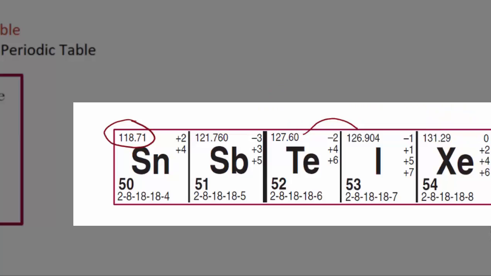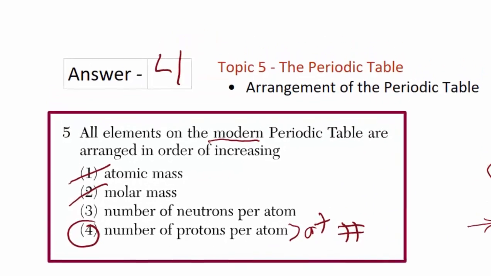If we consider the number of neutrons per atom, we could calculate the number of neutrons by subtracting the atomic numbers, these numbers here, from the mass values, and we would see that there is some logic to it, but it's not as consistent as considering the number of protons, which is the atomic number. Number of protons per atom is the same thing as atomic number. And you can see very clearly these are lined up in that order from 50 to 54, and that's consistent on the rest of the periodic table as well. So our answer is 4.